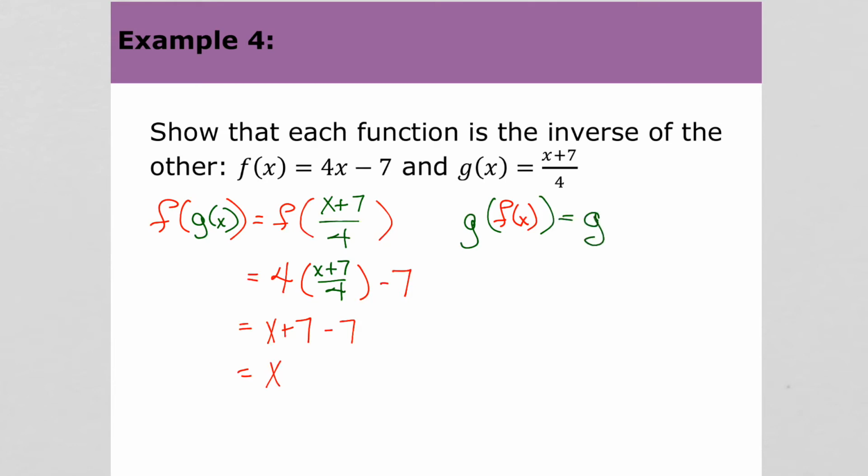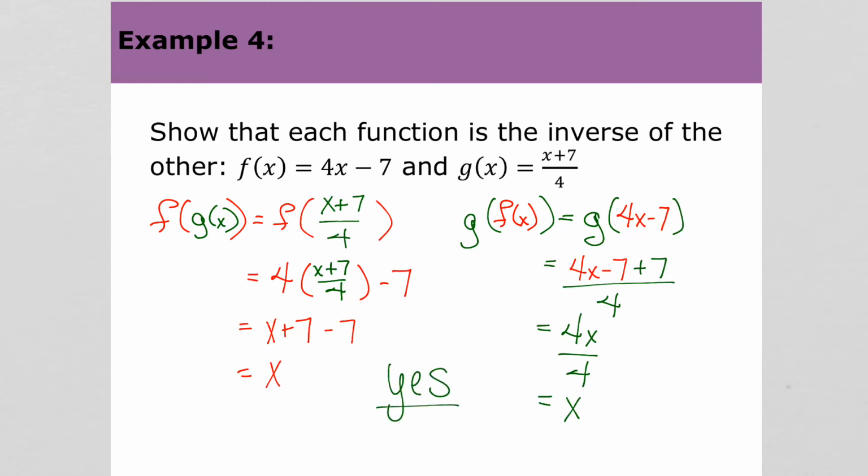So everywhere in g, where there's an x, we're going to plug in 4x minus 7. So in that first x, we plug in 4x minus 7, and then we have plus 7, all divided by 4. So you can see minus 7 plus 7, that cancels. We get 4x over 4, which is x. So we know that, yes, these functions are inverses of each other.